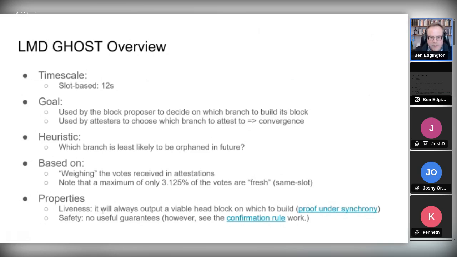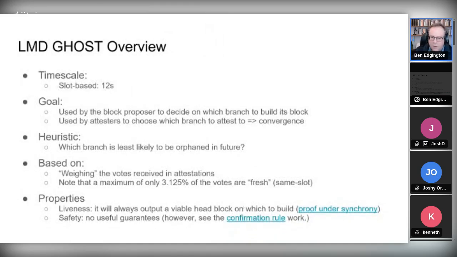What are the properties of LMD Ghost? Well, it's live. It will always output a viable head block on which we can build. And there's a proof that exists of this under synchrony assumptions. Under asynchrony, there's a proof in the Gasper paper that it's probabilistically live, but we needn't worry about these details. It's basically live. It guarantees that you can always continue building the chain. As for safety, it doesn't give any useful guarantee. So LMD Ghost doesn't guarantee you any particular kind of safety.